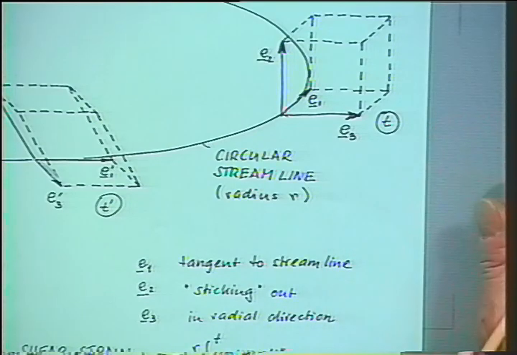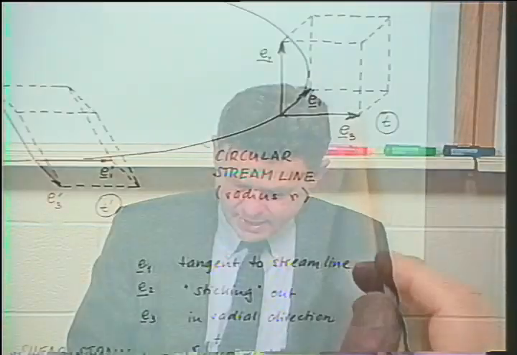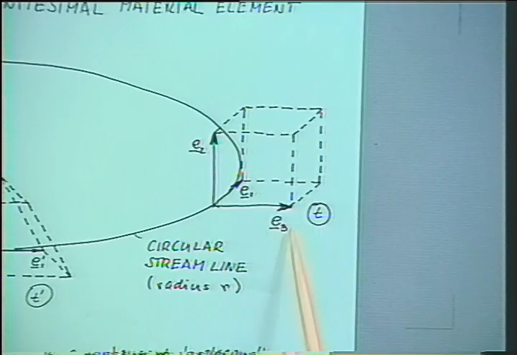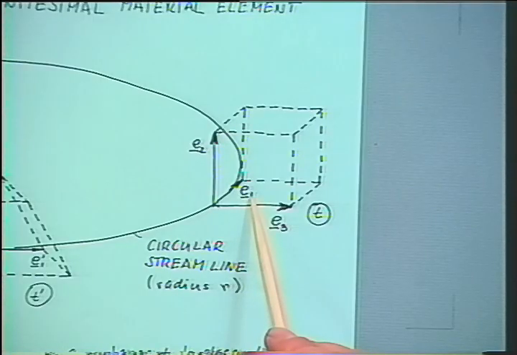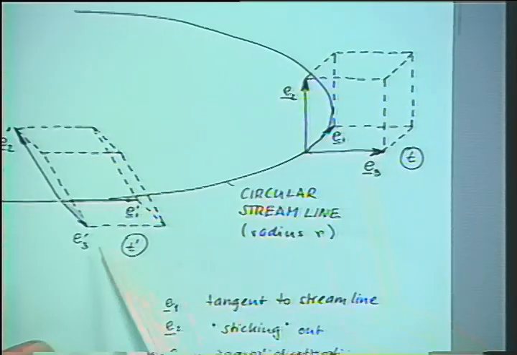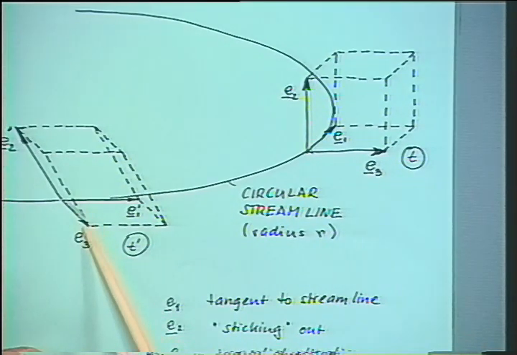You said the E3 prime is vertical to the E1 prime? Yes, E3 prime at time t. The question is whether E3 prime is normal to E1. It is also vertical to it at this time, because we're talking about an infinitesimal material.